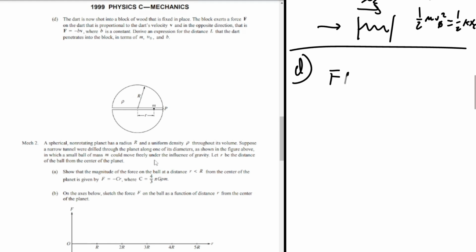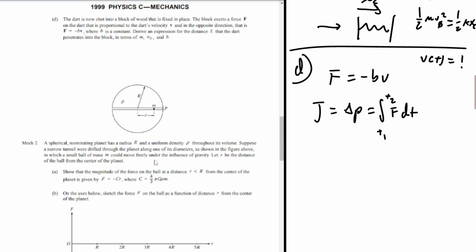Knowing that the force varies with velocity, we're going to write this down. F equals negative bv. But v has an implicit relationship with t, so this does exist. I'm just not going to solve for it. I'm sure you've learned the differential equation in class, but that's not what we're going to do here. We're going to use impulse. Impulse is the change in momentum by the impulse-momentum theorem, which is the integral from time 1 to time 2 of force dt.